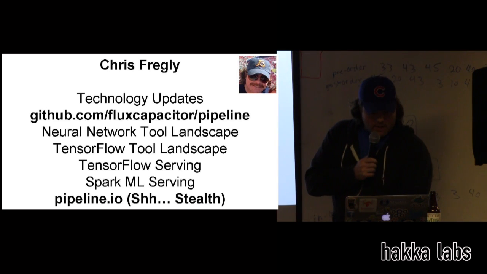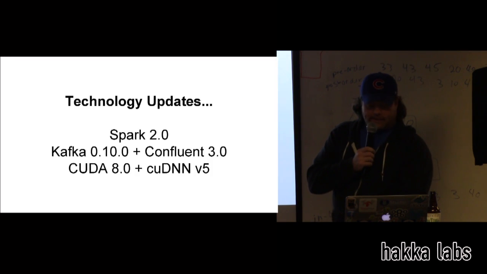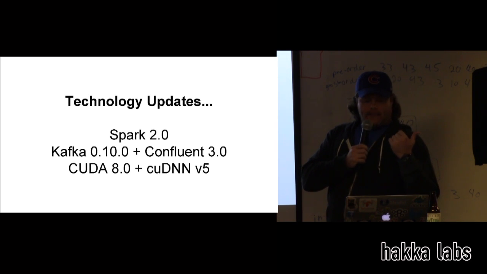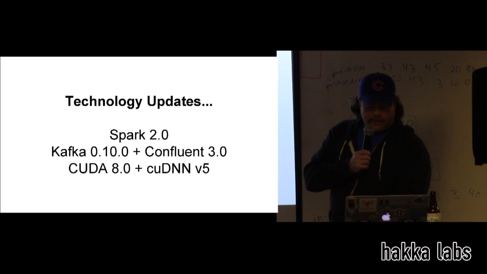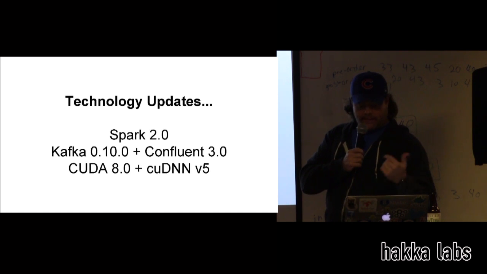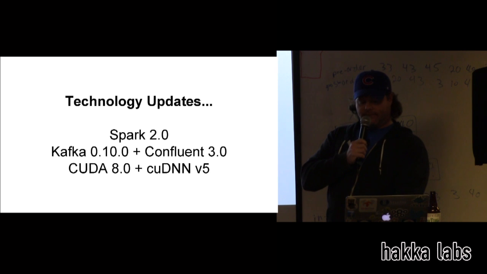This slide got busier and busier, but technology updates. So this is my part. Tech updates. Spark 2.0. We're going to talk about that. Kafka. CUDA 8, and then the CUDA deep neural network library just came out too. There was a blog post, I think, even today or yesterday. So version 5 is out.